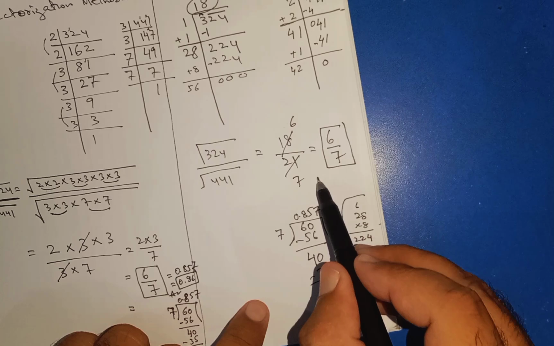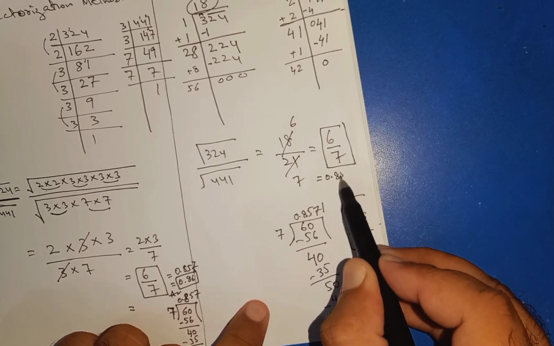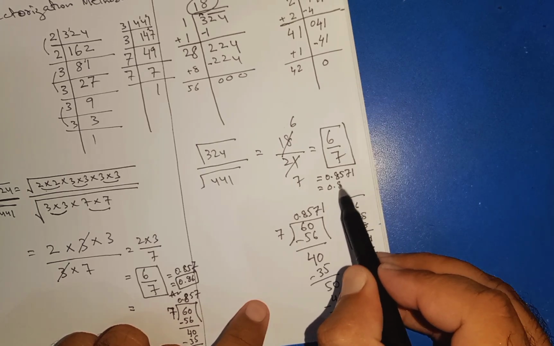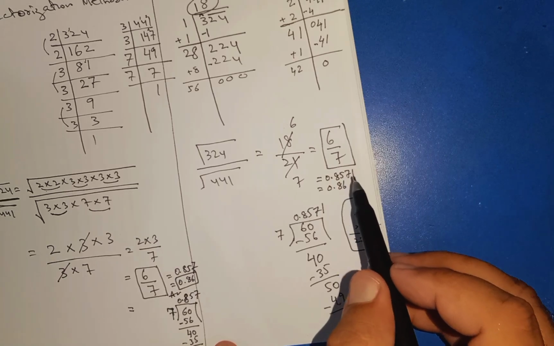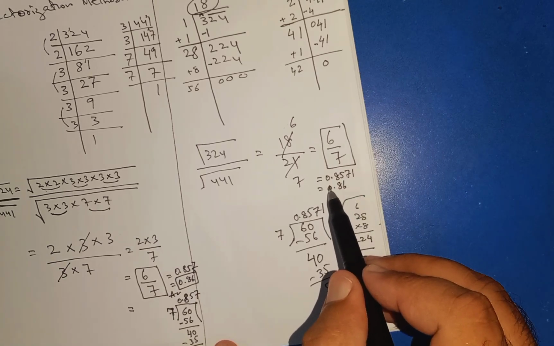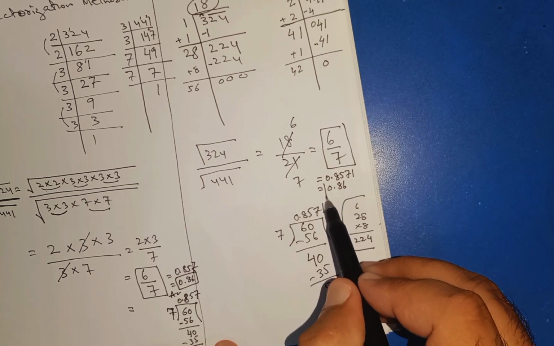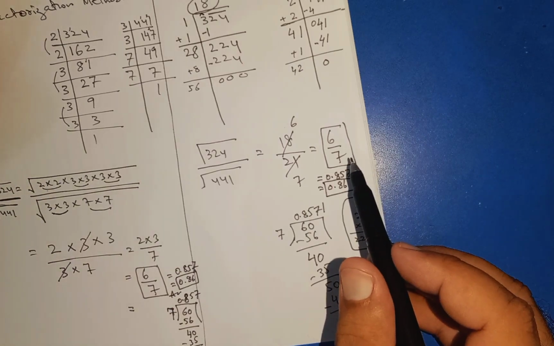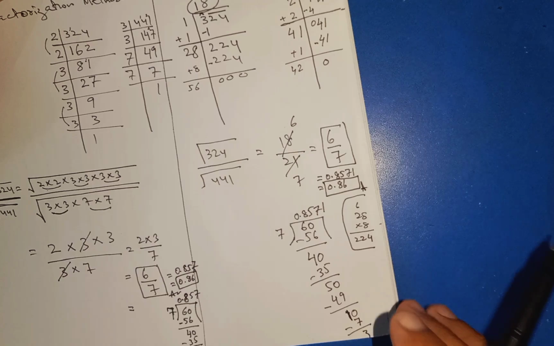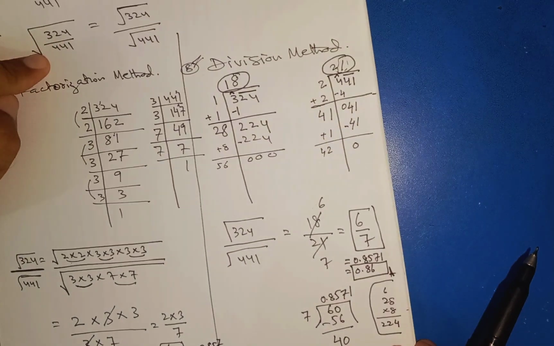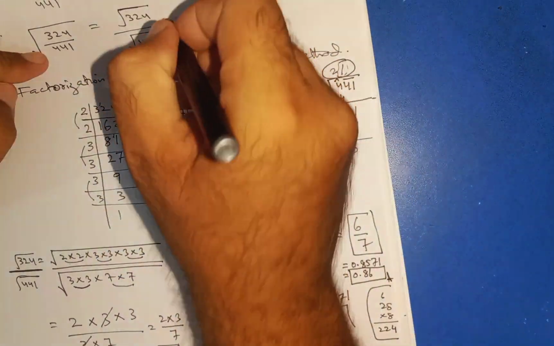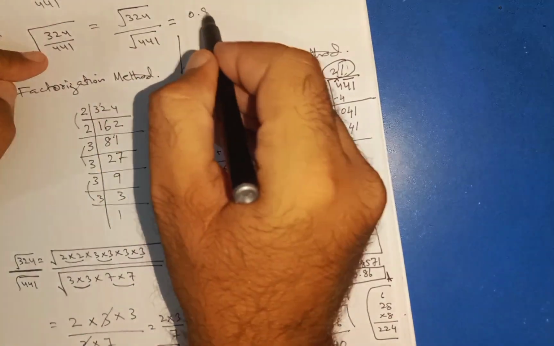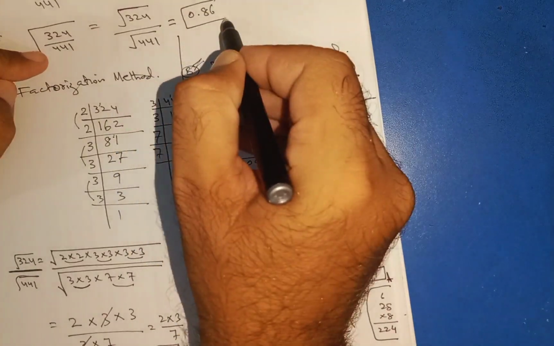This value is 0.8571. I can round up this number and I will write this as 0.86. This is the number which is rounded off up to 2 decimal places. 0.86 is the value of the square root of 324 over 441. So we got the answer, which is 0.86 approximately. It is the approximate answer.